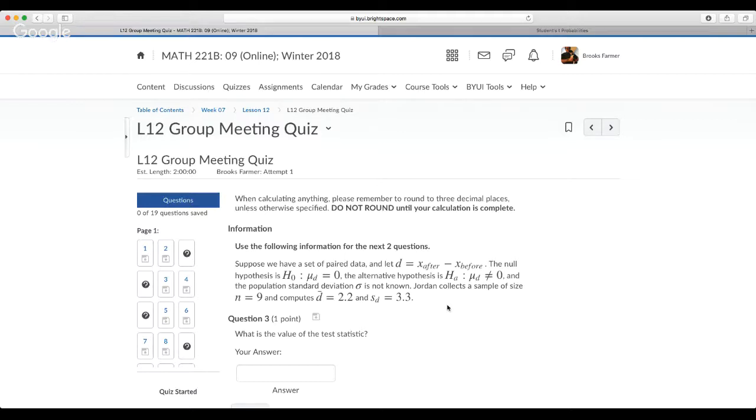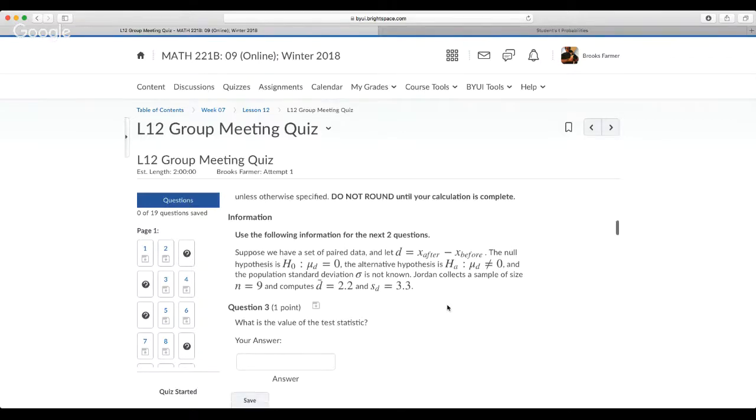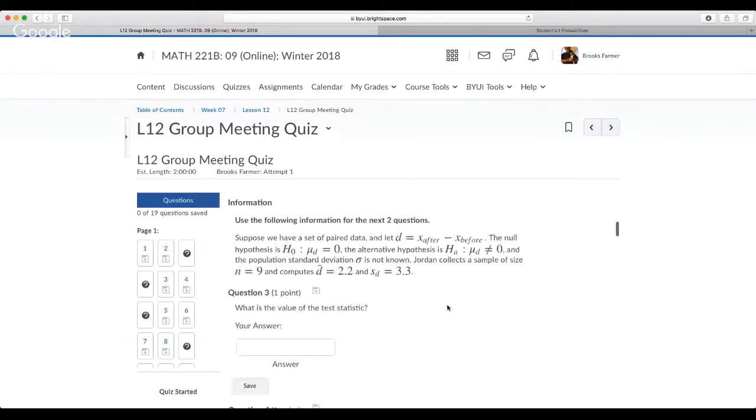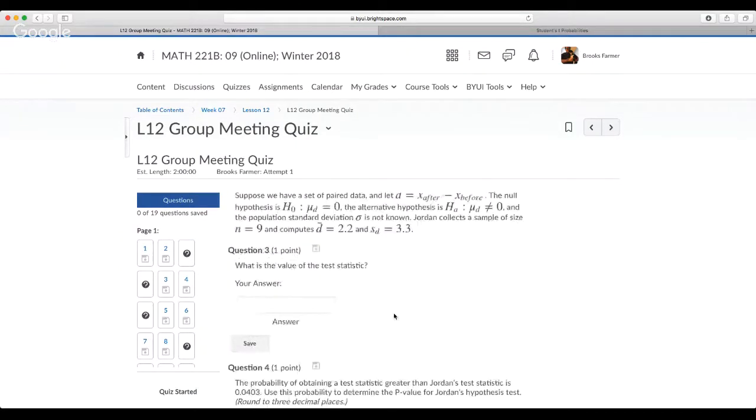All right, that'd be 2.2. No. Don't we have to compute it? No, which value up there? I think it's 2.2 because Jordan collects a sample size of n equals 9 and computes D is 2.2. And so that makes me think that because he computed it, it's of the sample, you know what I'm saying?